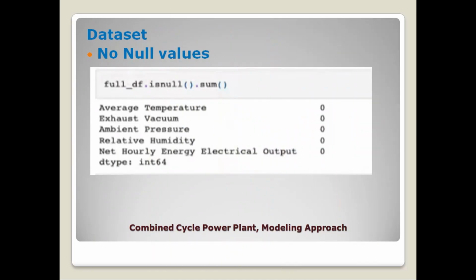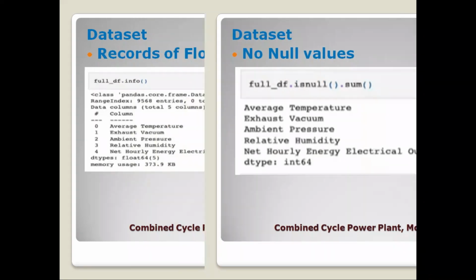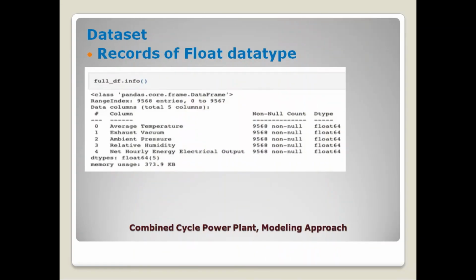From the dataset, we have evaluated whether there are null values, and no null value is available in the provided dataset. Here, you can observe that we have also checked that the data is of floating data type.